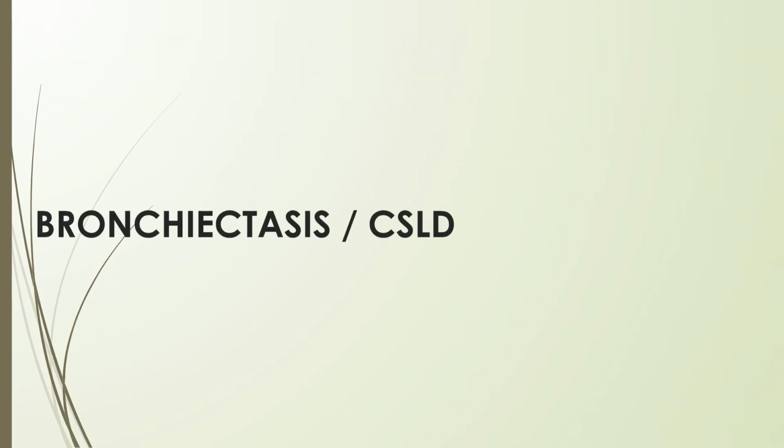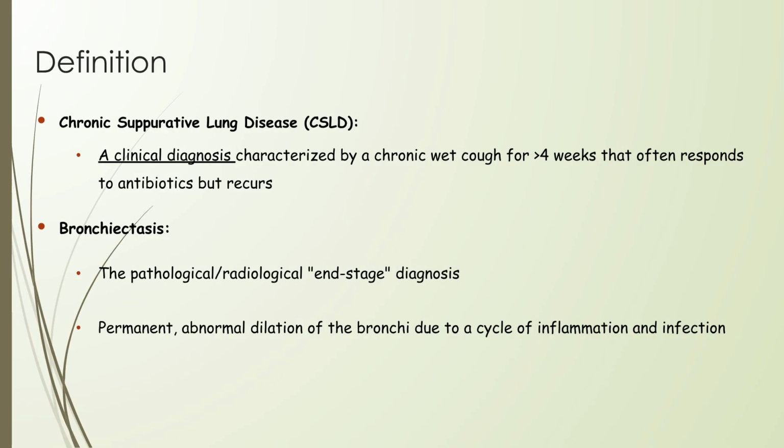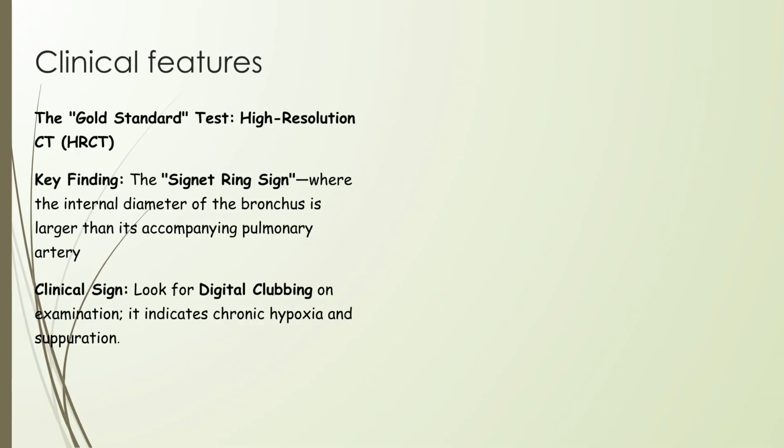Next, we will cover bronchiectasis and chronic suppurative lung disease, or CSLD. Chronic suppurative lung disease is a clinical diagnosis characterized by a chronic wet cough lasting over 4 weeks that recurs even after antibiotic treatment. Bronchiectasis is the pathological and radiological end-stage diagnosis involving the permanent, abnormal dilation of the bronchi. The gold standard test for diagnosis is high-resolution CT, or HRCT, of the chest.